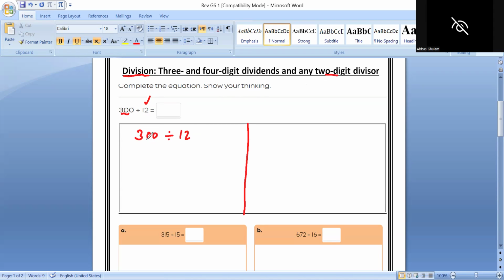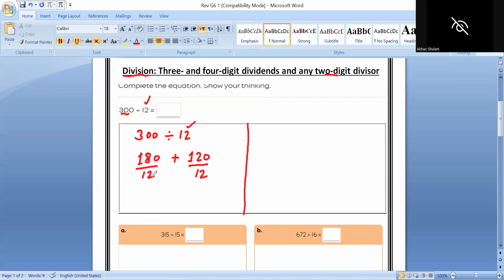I want to make two parts of the 300. That part must be divisible by 12. So for example, I can write here 180. Then I write here also plus, for example, 120. If I add 180 and 120, it will be equal to 300. And we are dividing with what? 12. So I will divide this with 12, and I will also divide this with 12.